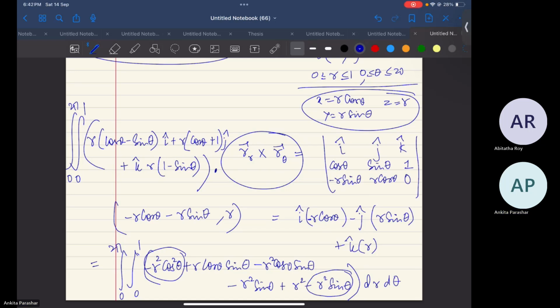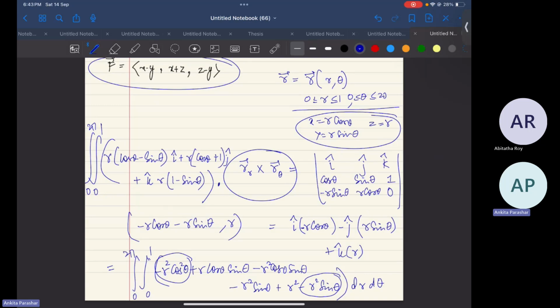No. Yeah, it looks like that gets cancelled. And what we are left with is minus r square sin theta and minus r square cos theta sin theta and r cos theta sin theta. Okay, I am a bit confused now. You have to do this computation. I'll leave this for you. You have to do this, okay?